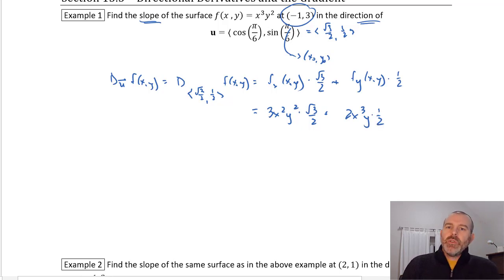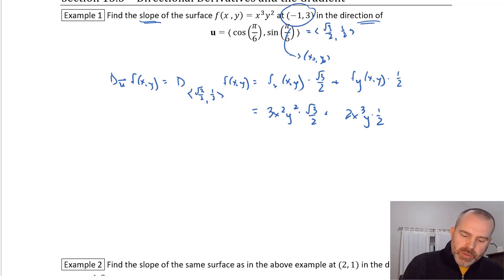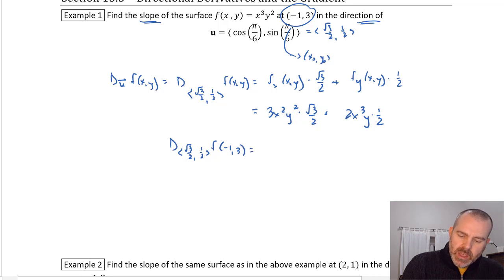Now we want to evaluate this and look at the slope at that particular point, negative 1, 3. So the directional derivative at negative 1, 3 will be 3 times negative 1 squared times 3 squared times square root of 3 over 2, plus 2 times negative 1 cubed times 3 times 1/2.